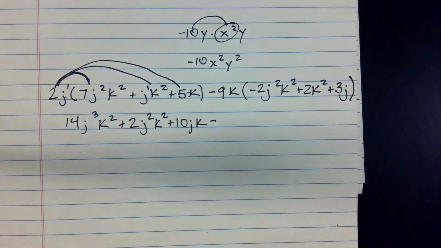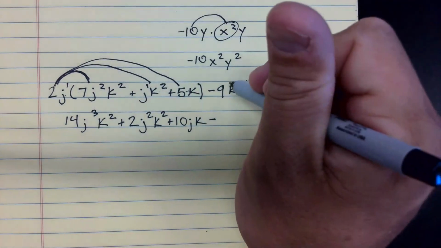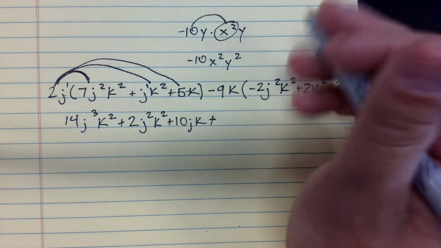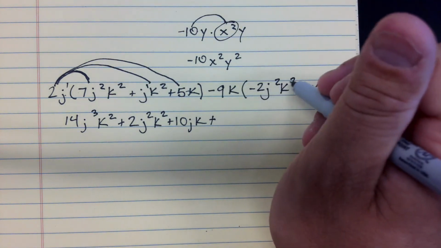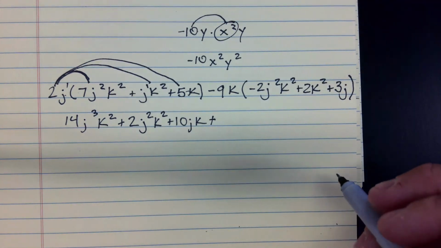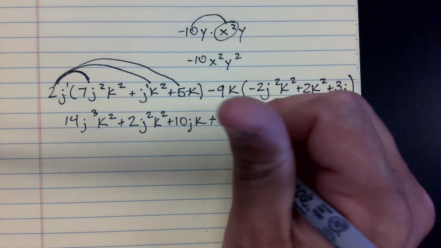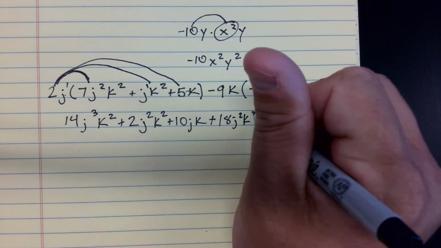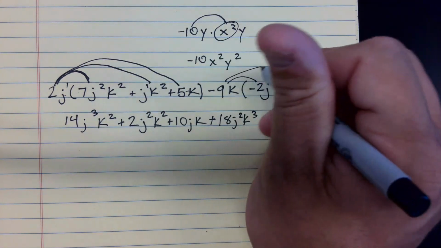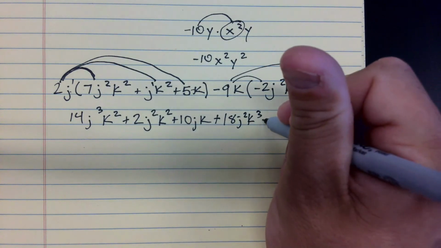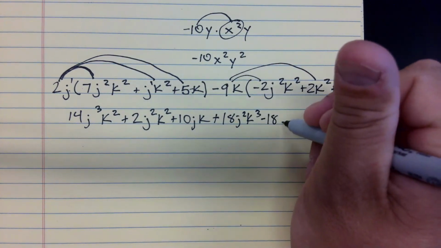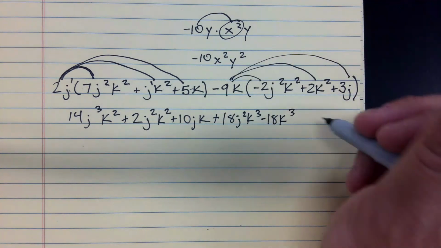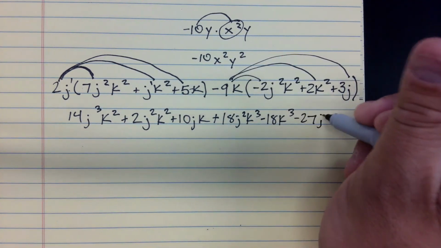Minus, Trav, we're on to you. Negative 9, oh, we got plus right here. Negative 9k times negative 2j squared k squared. What did you get? Plus 18 j to the second k to the third. Good. Next one? Minus 18k to the third. Bingo. Next one? Minus 27jk.